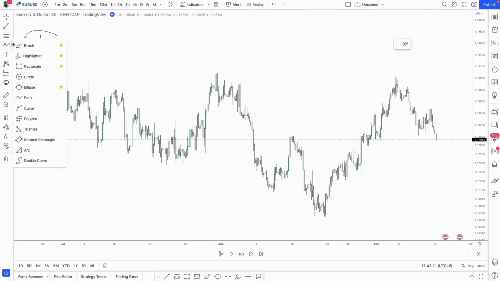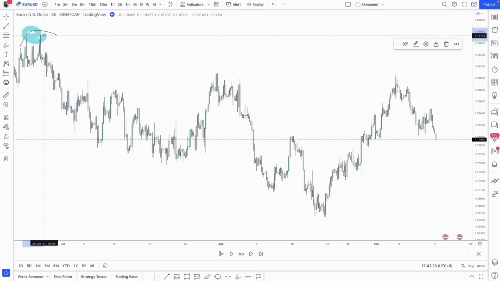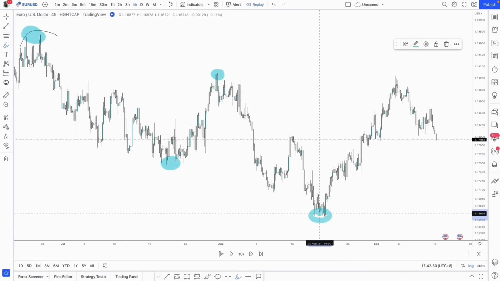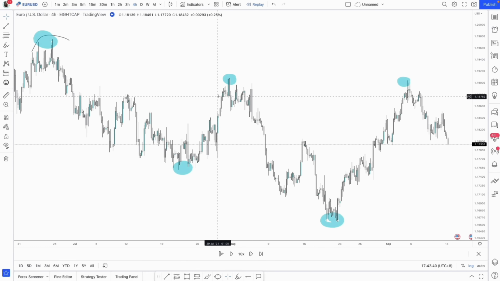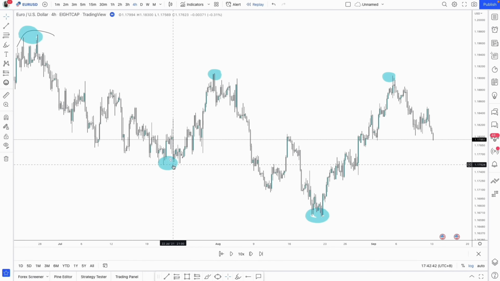So we want to take our swing high, swing low, swing high, swing low, and the new swing high. What do you guys notice? You notice that the order flow is bearish, right? It's making lower lows, lower highs, lower lows, lower highs.